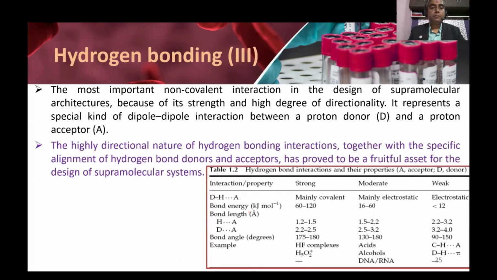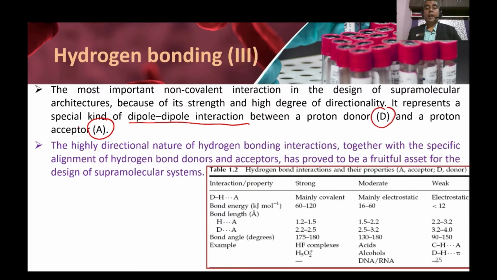Hydrogen bonding is one of the most important non-covalent interactions in the design of supramolecular architectures. Because of its strength and high degree of directionality, it represents a specific kind of dipole-dipole interaction between a proton donor and a proton acceptor. It represents a special kind of dipole-dipole interaction between donor and acceptor.